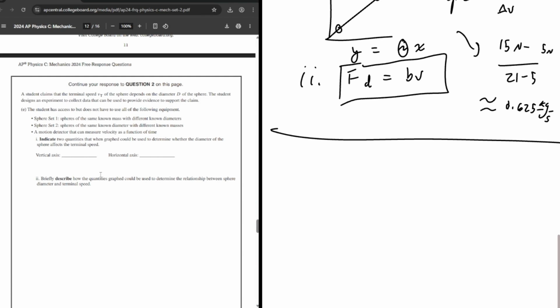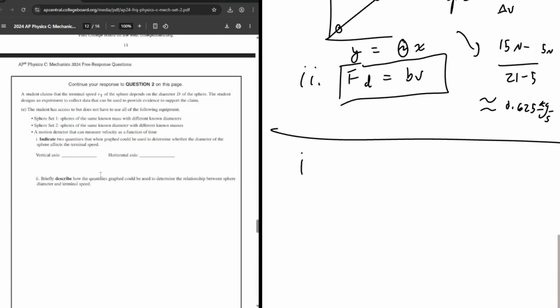So let's look at E. The student claims that the terminal speed Vt of the sphere depends on the diameter d of the sphere. The student designs an experiment to collect data that can be used to provide evidence to support the claim. The student has access to sphere set 1, with different diameters and the same mass, and sphere set 2, with the same diameter and different masses. So he wants to prove that the terminal speed is dependent on the diameter. It says indicate 2 quantities that one graph could use to determine whether the diameter of the sphere affects the terminal speed.